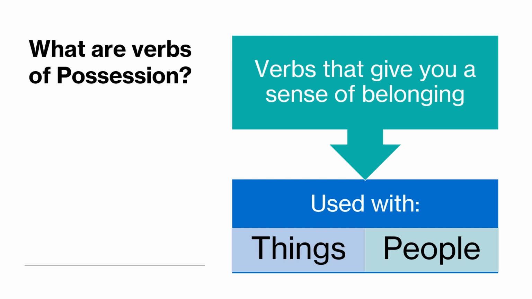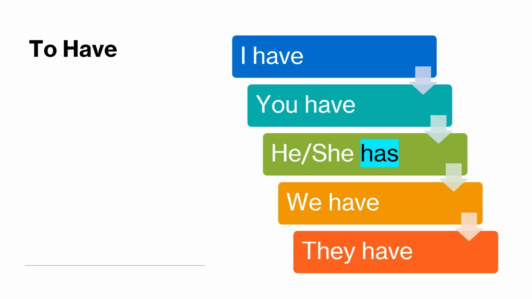And when we're talking about these verbs of possession, we can use them with either things or people. Let's look at some verbs of possession. The first verb is the verb to have. And this is how you are going to conjugate the verb to have in the present tense, okay? I have, you have, he or she has.